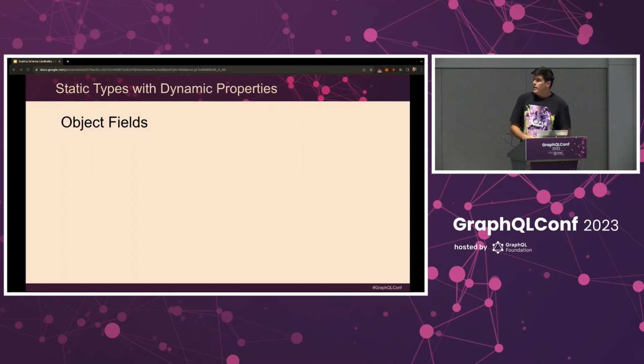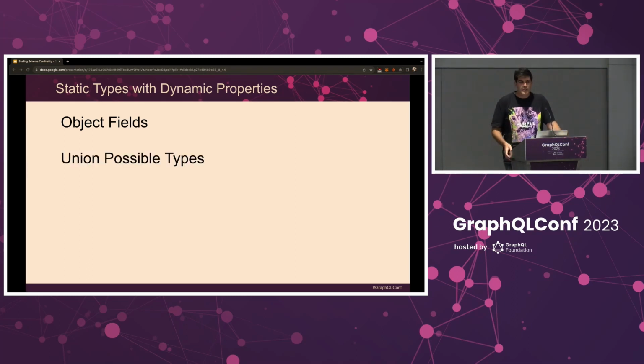Okay, so before we talk about dynamic types fully, let's just think about what we can do with static types. We can have a set of static types within the schema, but those static types can still have dynamic parts to them. So for example, we could say that there's a static object type that exists, but maybe it has some dynamic fields on that type.